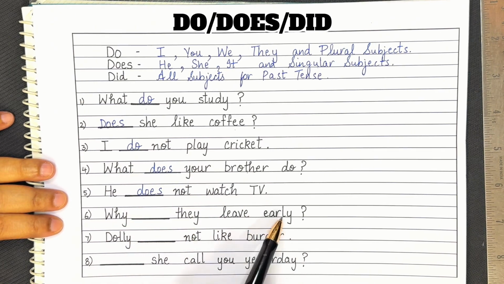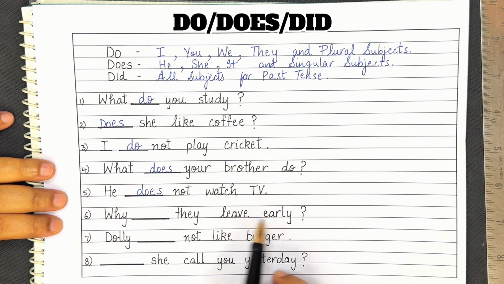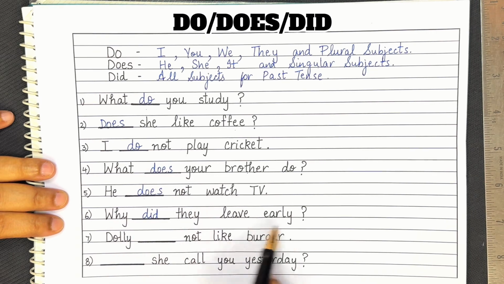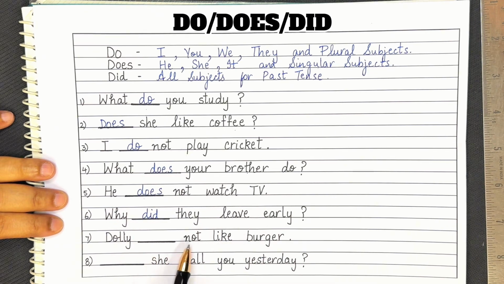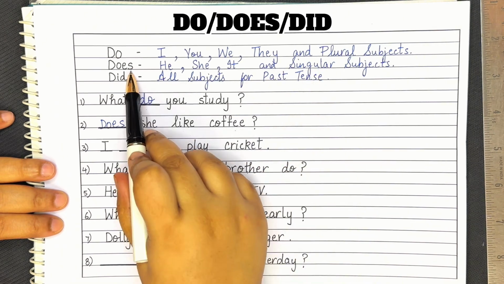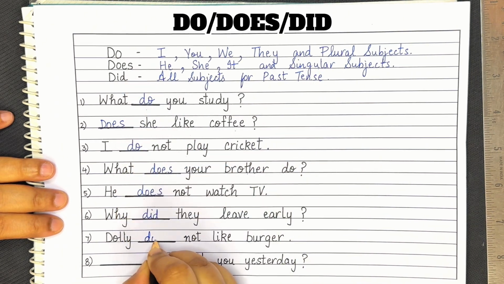Why blank they leave early? So here leave early means they have already left. So with this sentence we will use did. Dolly blank not like burger. So here Dolly is a singular subject. So with singular we will use does.